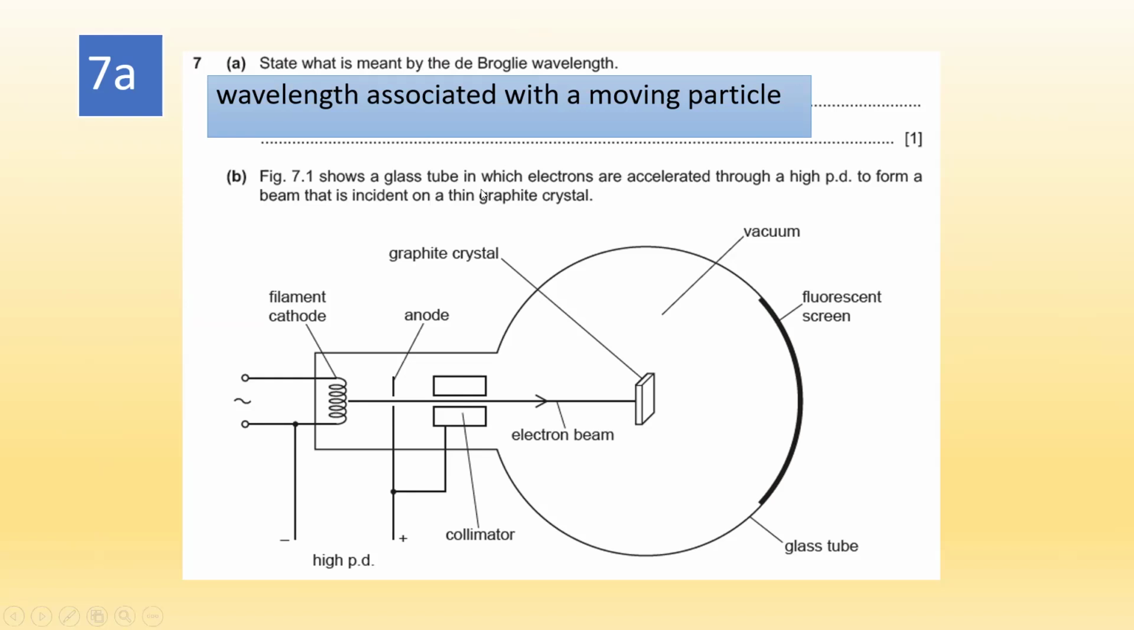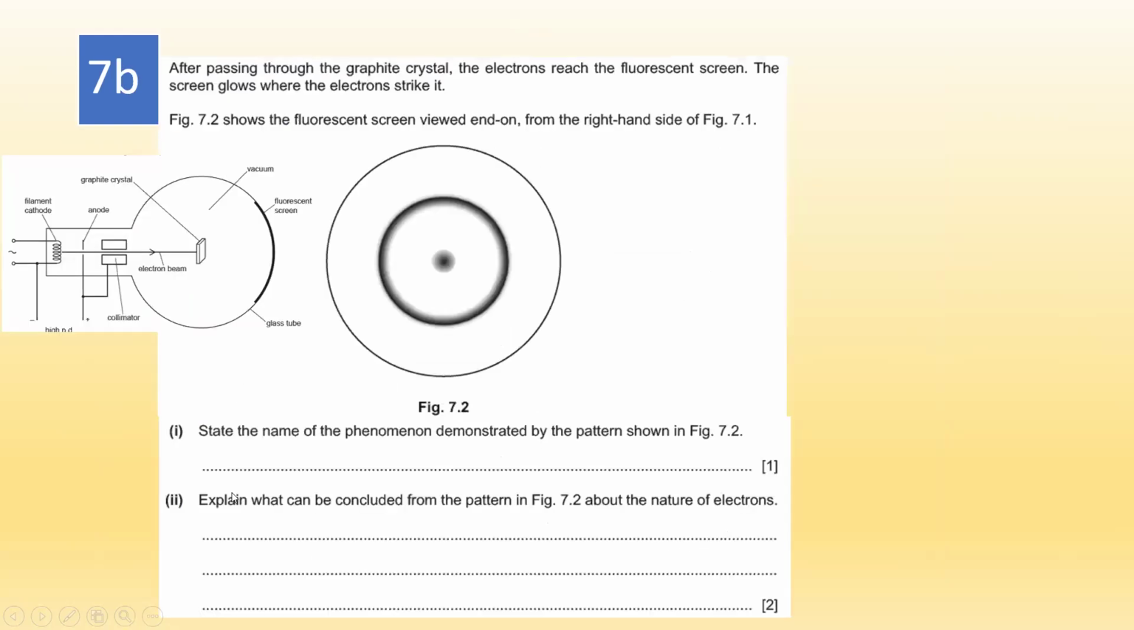Figure 7.1 shows a glass tube in which electrons are accelerated through a high potential difference to form a beam that is incident on the graphite. That's the graphite crystal. There's a fluorescent screen. Inside there is vacuum. There's your anode. There's a collimator, to keep it a narrow beam of electrons straight. The filament emits the electrons. After passing through the graphite crystal, the electrons reach the fluorescent screen. The screen glows where the electrons strike it.